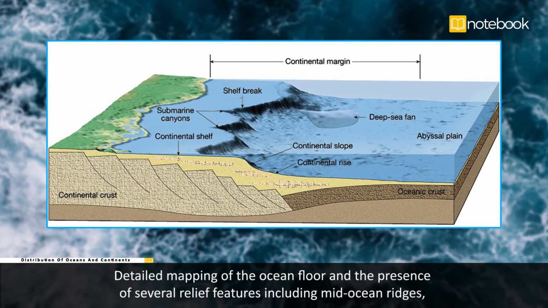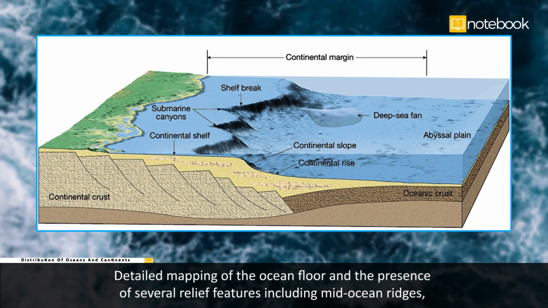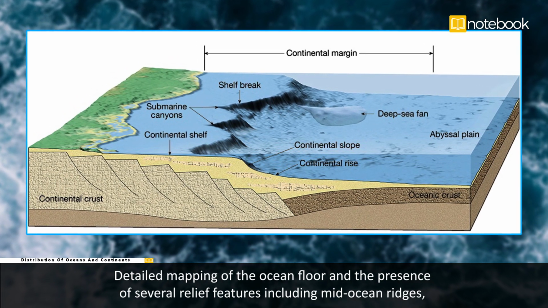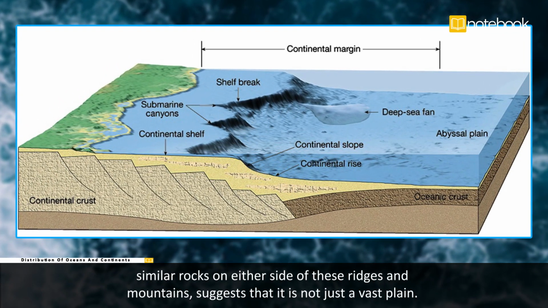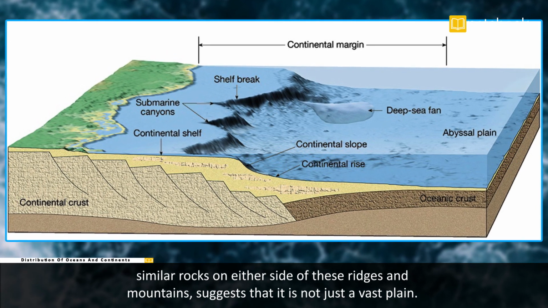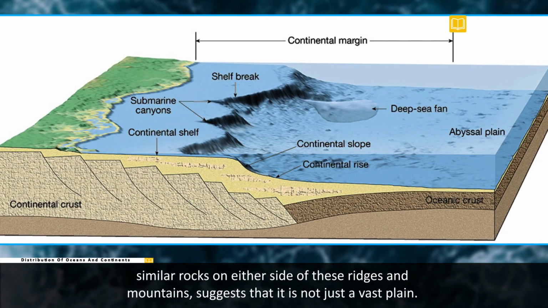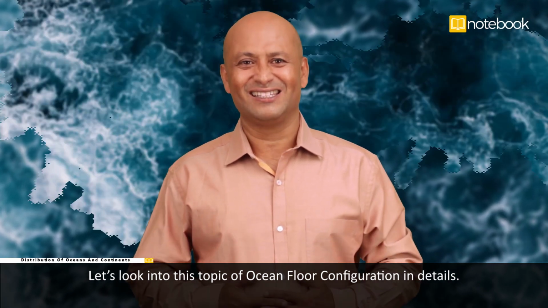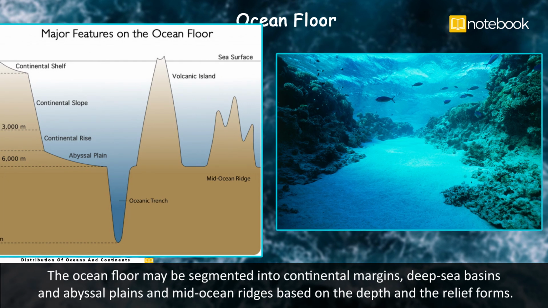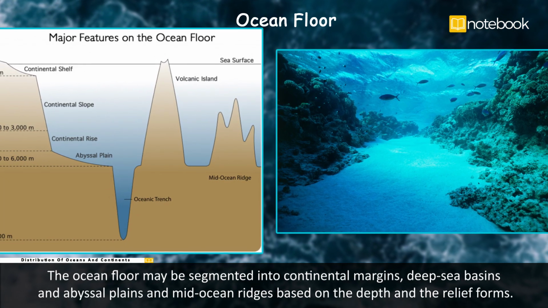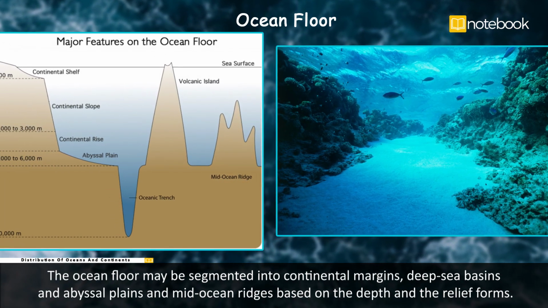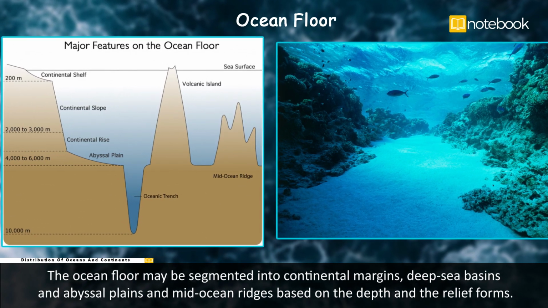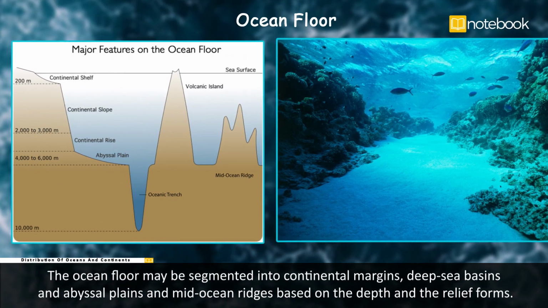The detailed mapping of the ocean floor and the presence of several relief features, including mid-ocean ridges, similar rocks on either side of these ridges, and mountains, suggest that it is not just a vast plain. Now, isn't this interesting? Let's look into this topic of ocean floor configuration in detail. The ocean floor may be segmented into continental margins, deep sea basins, abyssal plains and mid-ocean ridges based on the depth and the relief forms.